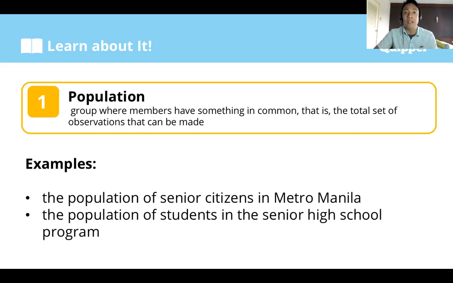For population, this is the total number of participants, and of course, in only one specific topic. If your research is all about senior citizens, then only senior citizens. If your topic is all about grade 10 students, then only grade 10 students. That is the population of grade 10 students in Bethany Christian School, for example. This is the first word, population.